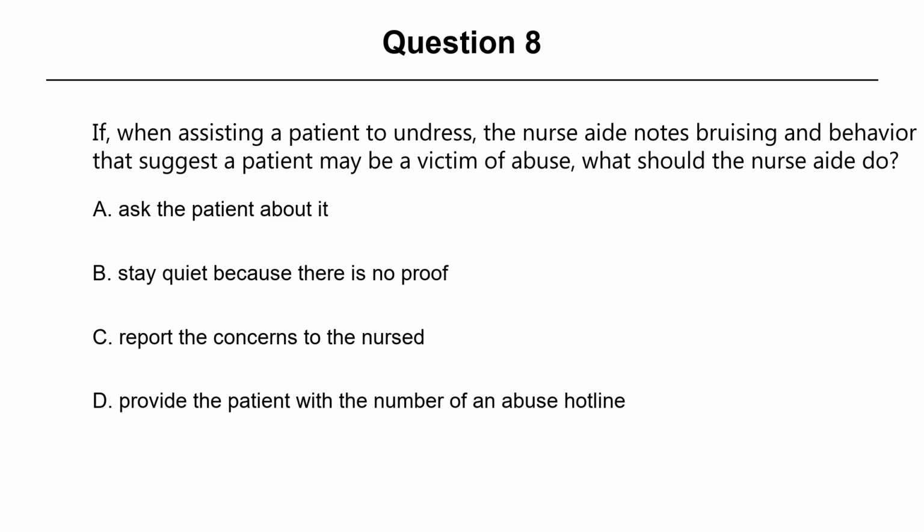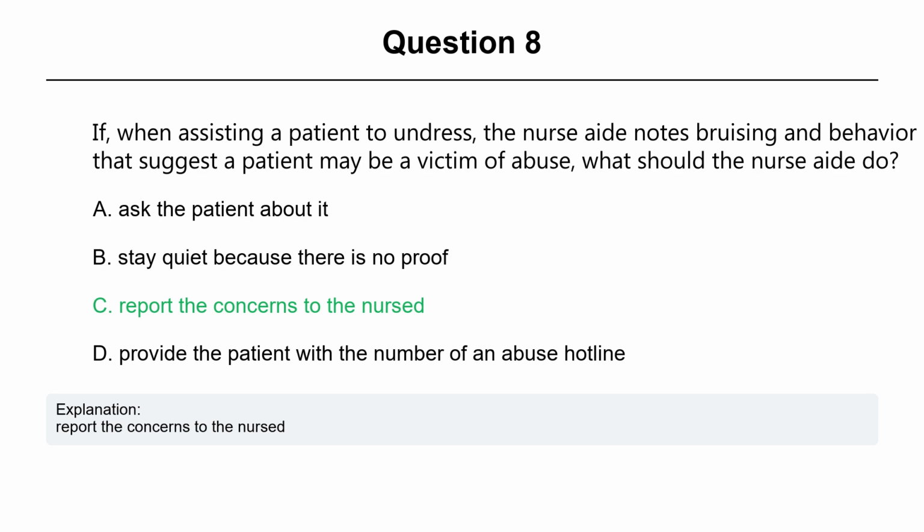Question 8. If, when assisting a patient to undress, the nurse aide notes bruising and behavior that suggest a patient may be a victim of abuse, what should the nurse aide do? Option A, ask the patient about it. Option B, stay quiet because there is no proof. Option C, report the concerns to the nurse. Option D, provide the patient with the number of an abuse hotline. The correct answer is option C, report the concerns to the nurse.